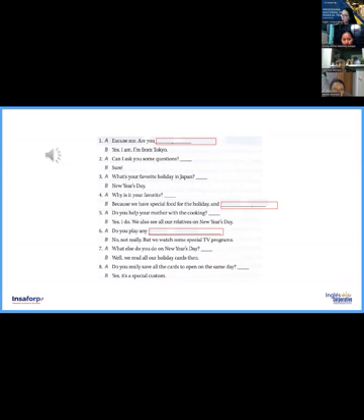Six. Do you play any special games? No, not really. But we watch some special TV programs. Seven. What else do you do on New Year's Day? Well, we read all our holiday cards then. Eight. Do you really save all the cards to open on the same day? Yes, it's a special custom. Okay, one more time, and then you tell me the sentence.